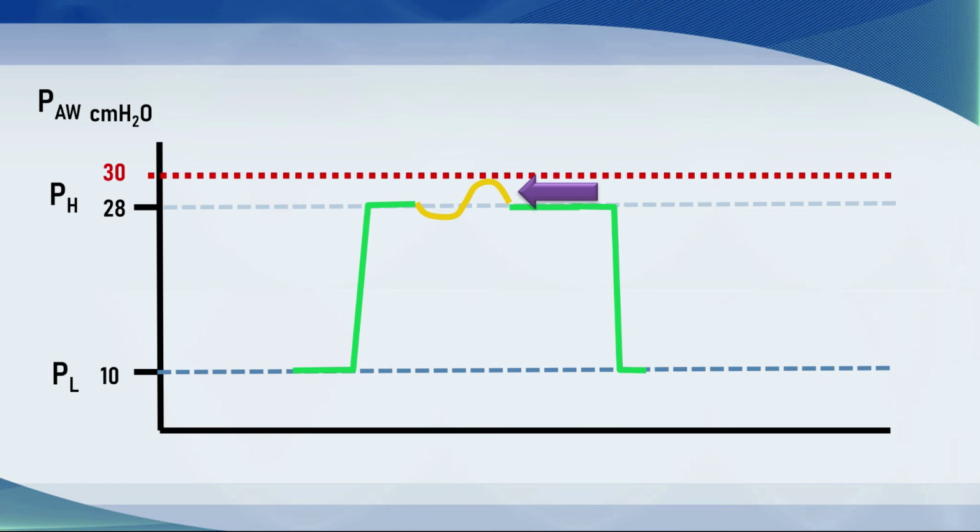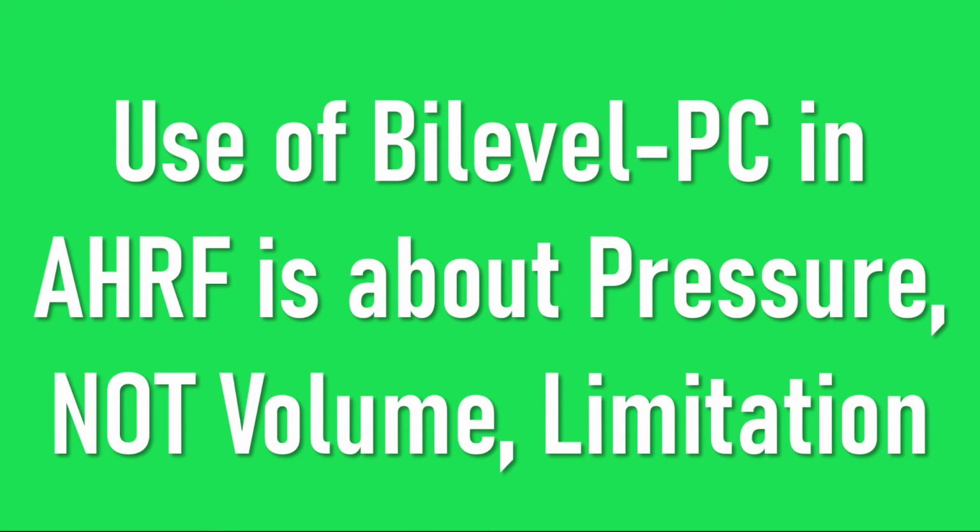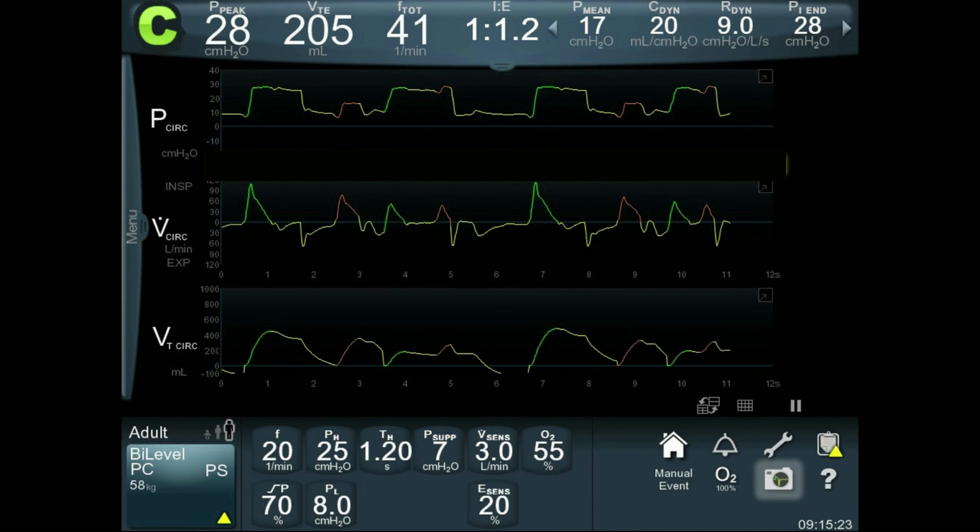From this, you can probably figure out that if you're treating a patient with acute hypoxic respiratory failure with bilevel ventilation, it's all about controlling the airway pressure, not controlling tidal volumes. If you want to rigidly control tidal volumes, you need to use volume control ventilation. Now let's move on and see what these look like actually on the screen.